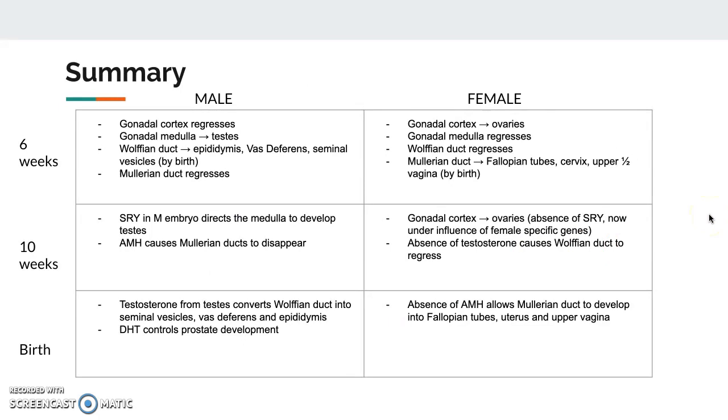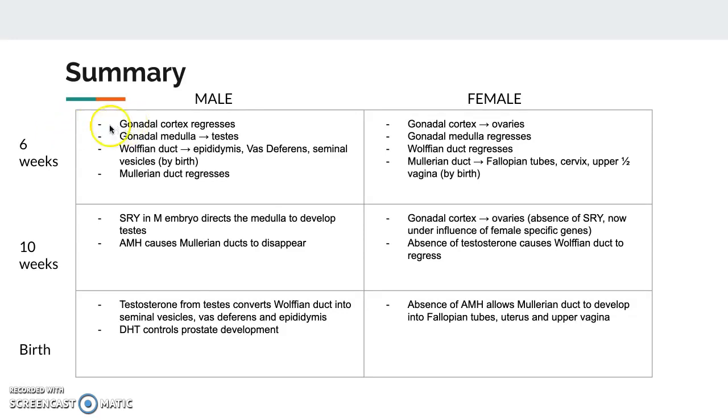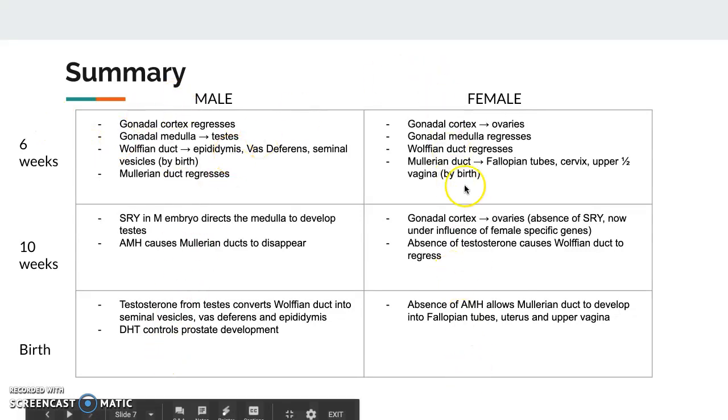In a summary slide, we have a table of everything we just talked about. It covers the male, and it gives a timeline: 6 weeks, 10 weeks, birth. This table is also in the book; I just put it into my own words in my slide. At 6 weeks, the male gonadal cortex will regress, the medulla will make its way to testes, and the Wolffian duct produces all of these structures by the time of birth, and we'll reiterate that down here. And then the Mullerian duct regresses. The opposite is true in female. We won't go over that.